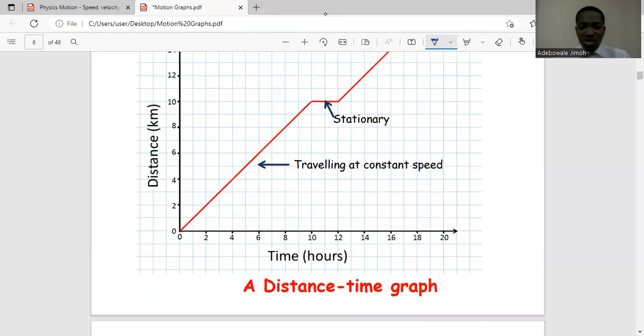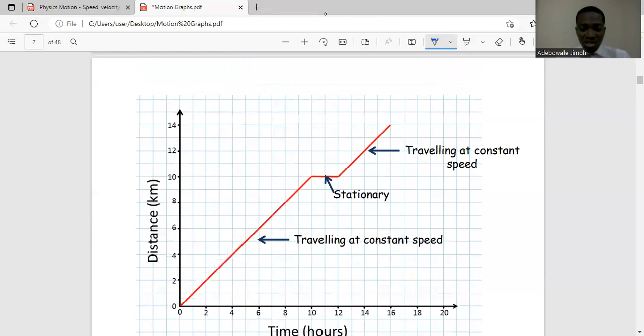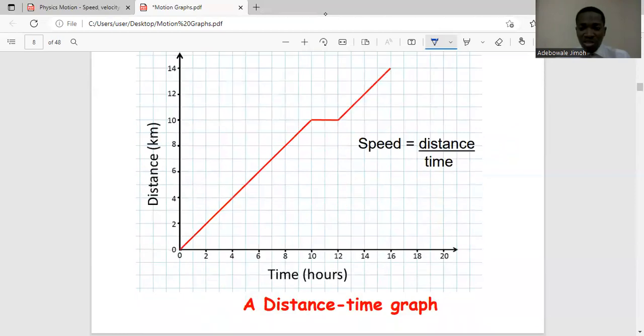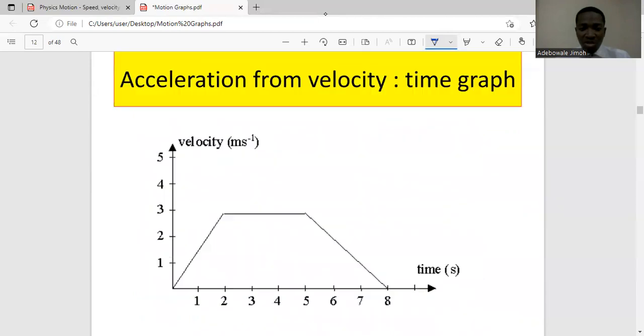This is the stationary point, and below here is traveling at constant speed. Okay, here is also traveling at constant speed, which I proved with the calculation I just did. So that's it. And if you're calculating the speed, you divide the distance by the time. And that's what they solve in the next slide. They divided the distance by the time. They got 1 kilometer per hour, which was what I got. Now look at this graph.